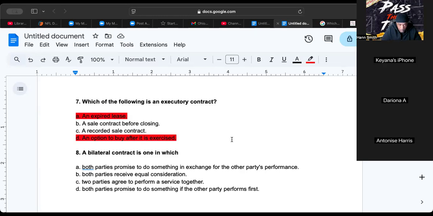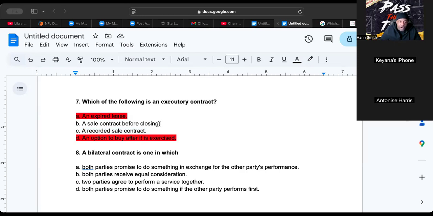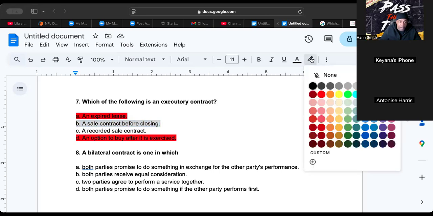Is it B? Yes. C would be called an executed contract because there's nothing else left to perform. Remember, an executory contract is a sales contract before closing, or a contract in which the parties still have something to perform. They still have duties and obligations from the contract, and that is not done. So an executory contract is one that is not completed by the parties involved in the contract. So the answer to this one is B, a contract before closing.